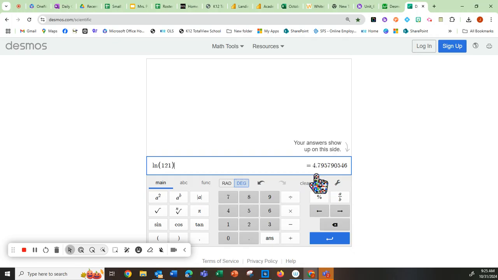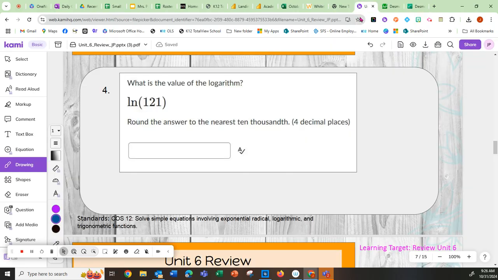So it's about 4.79579, and they're asking us to round to 4 places. So that's going to be 77957. You look to the right of the 7, and the 9 is going to round that 7 up to an 8. So I have 4.7958. So just use a scientific calculator here. It could have said LOG of 121, and you would have used the LOG button instead of the LN button.